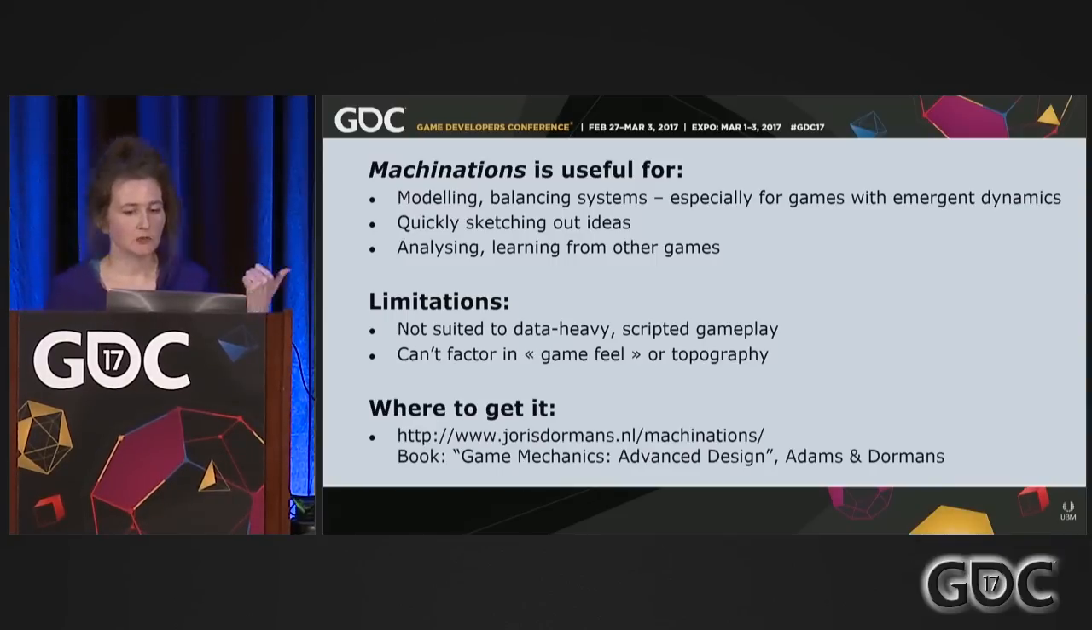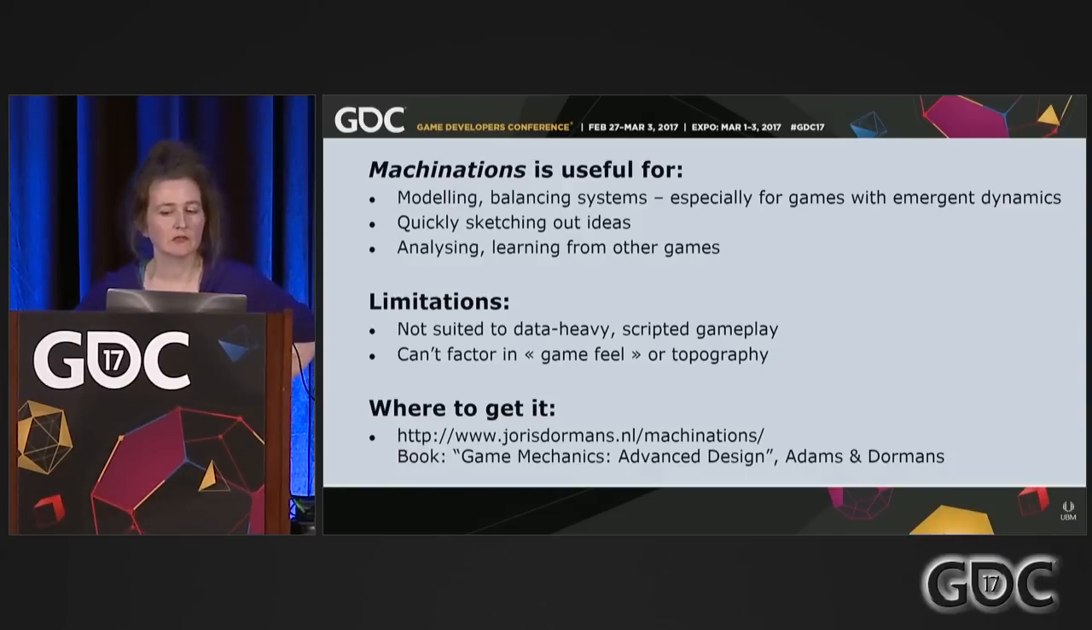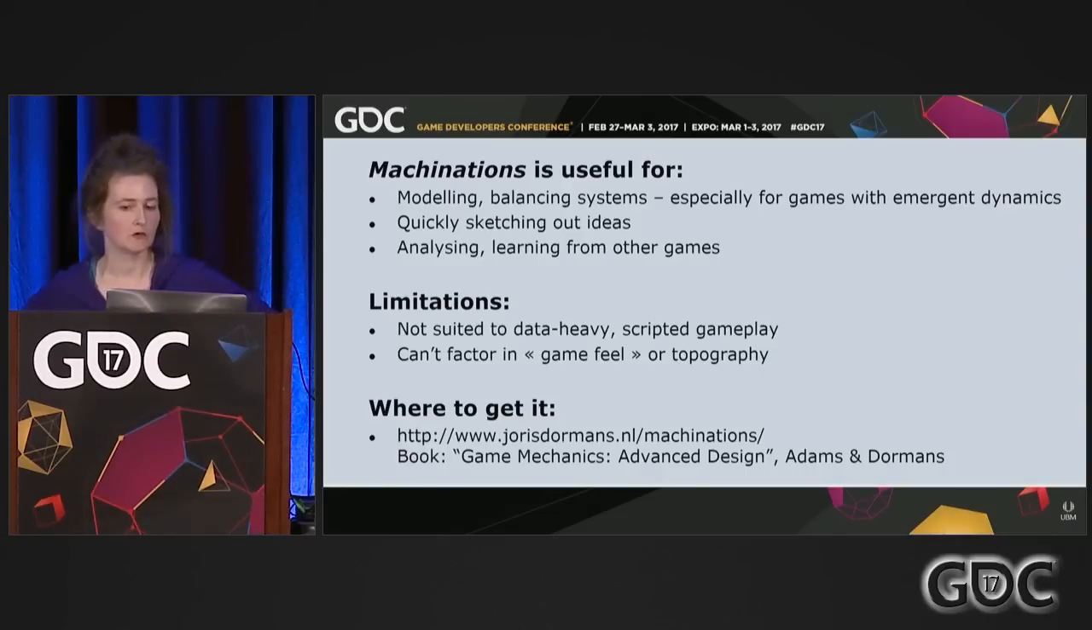So you can download the tool from Jaro Stormans' site, but if you really want to get the most out of it, I recommend the book that Jaro co-wrote with Ernest Adams on game system design. And this book essentially serves as an introduction to the tool Machinations.